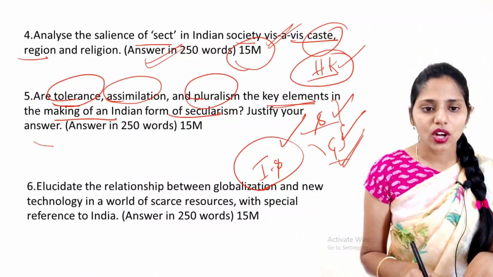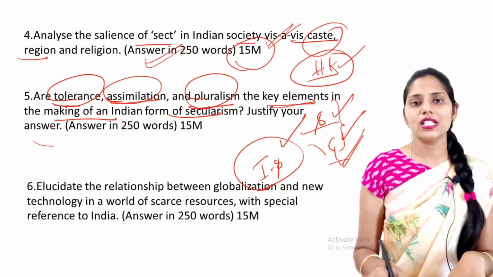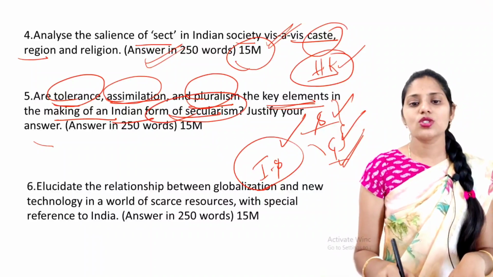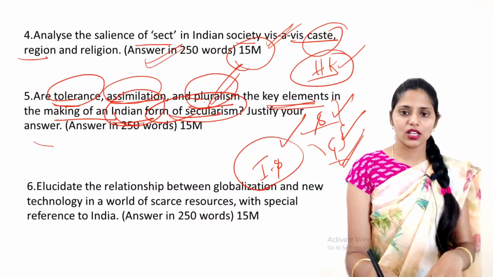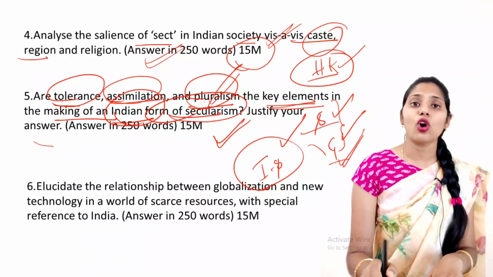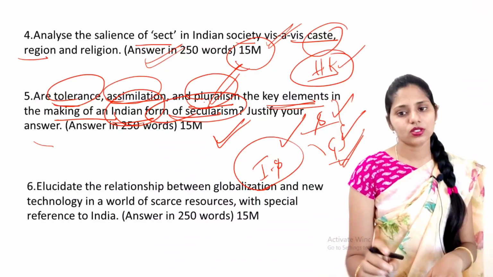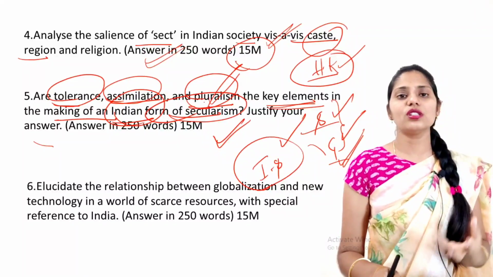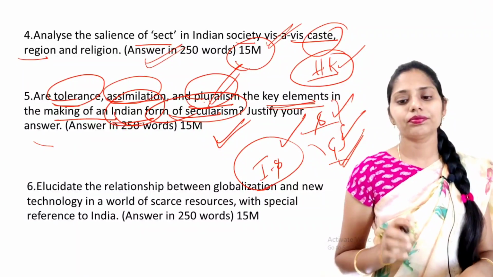So the first one is, are tolerance, assimilation, pluralism the key elements in making an Indian form of secularism. In the introduction, you can write about what is secularism, and you can talk about the important components of our Indian secularism. Okay, and you can give some examples. You have to justify your answer, so you have to give your examples.